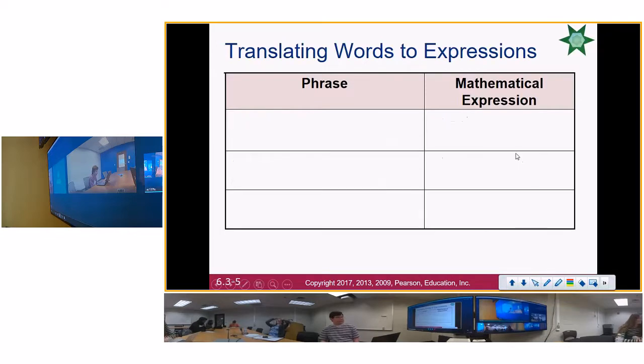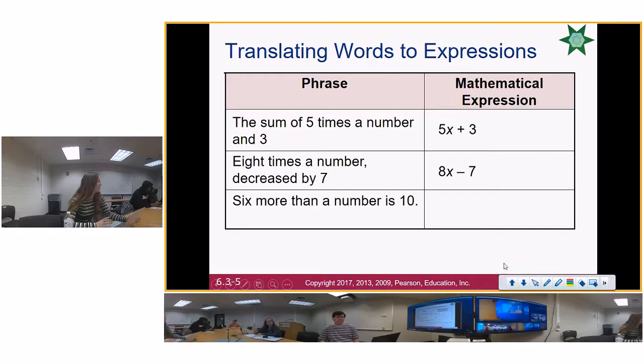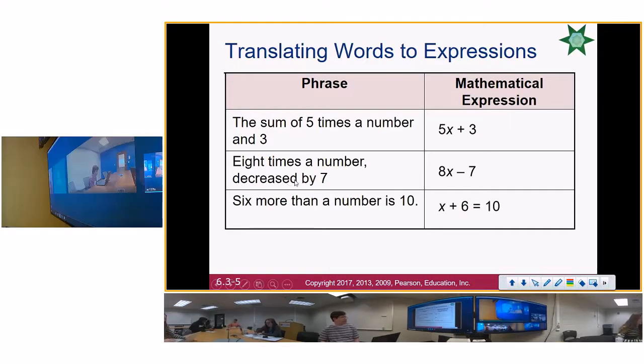Okay, here's some more. Now notice it doesn't say less than here. It says decreased. Decreased is okay, you just write it. The only word you have to watch out for is less than.